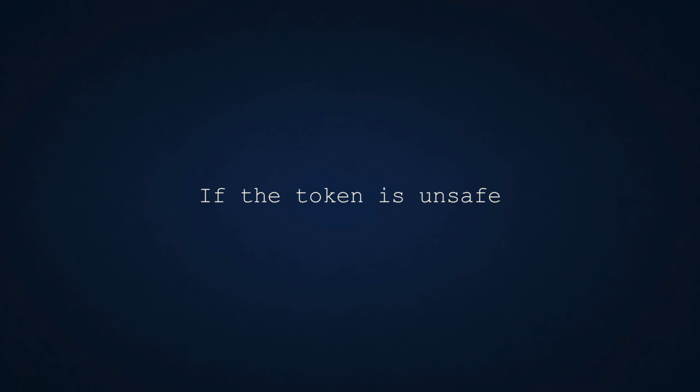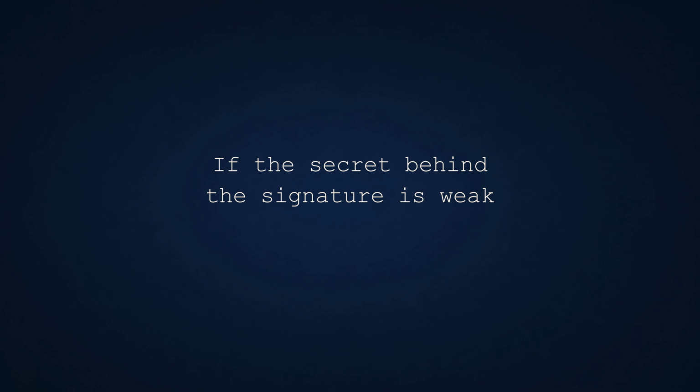The backend is supposed to check the signature before it believes the statement. So, if the token is unsafe, the server should reject it. If the payload changes, the signature should no longer match. And if the secret behind the signature is weak, then the whole proof becomes weak. That's the core of JWT forgery. You are not just looking at the token, you are looking at a trust decision. The application receives a token and has to decide whether to believe it. And when that decision is done correctly, changing the token should fail. Now let me show you what that looks like on screen.